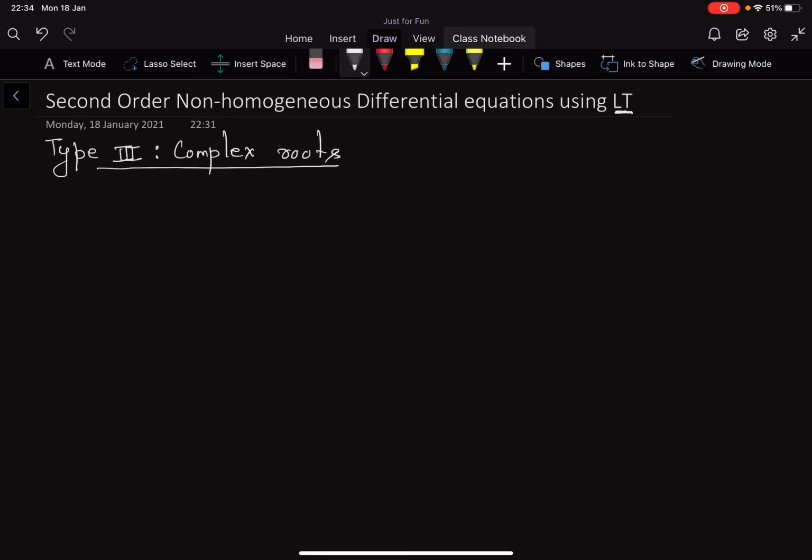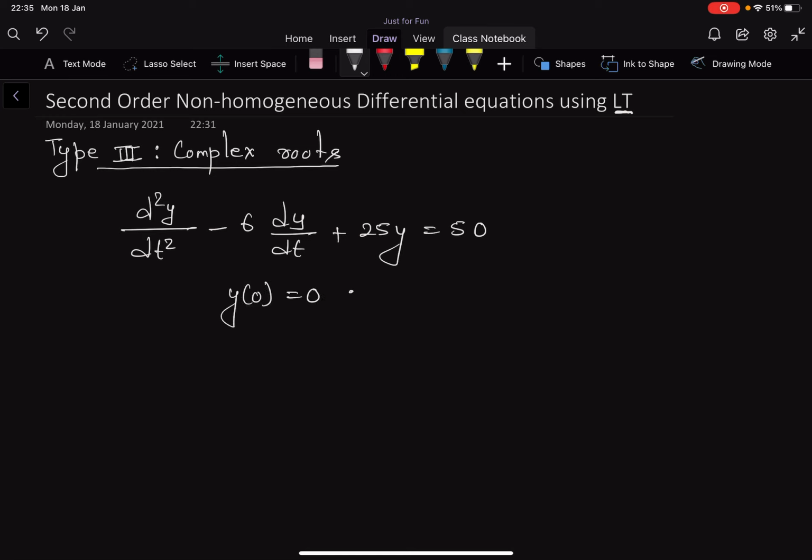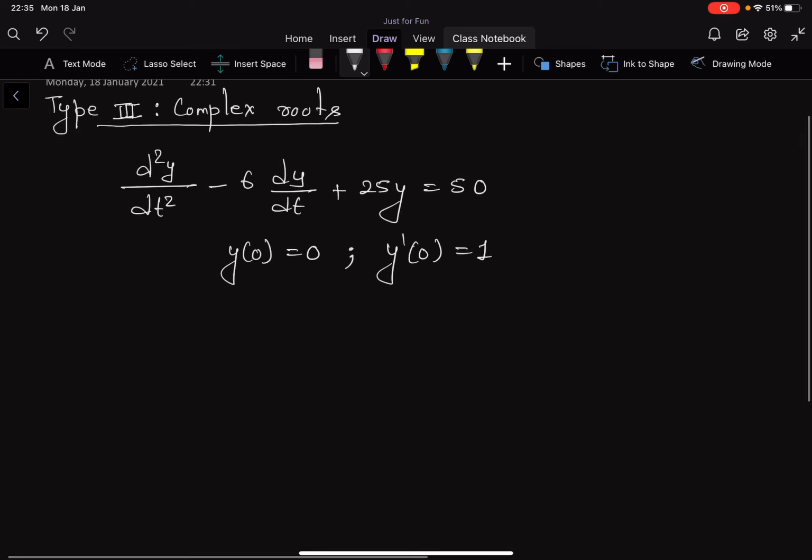The question is given as d squared y over dt squared minus 6 dy over dt plus 25y equals 50. The initial conditions also need to be provided when you are solving a differential equation. The initial conditions are y(0) is 0 and the first derivative y'(0) equals 1.